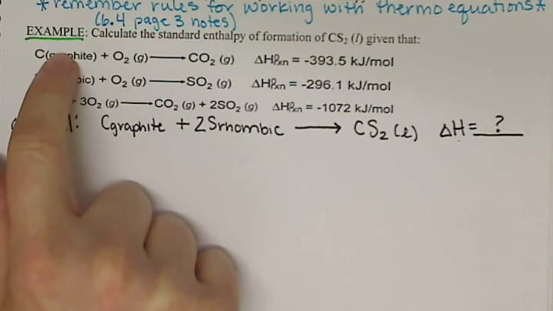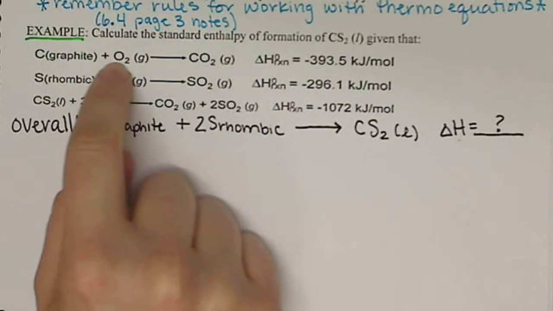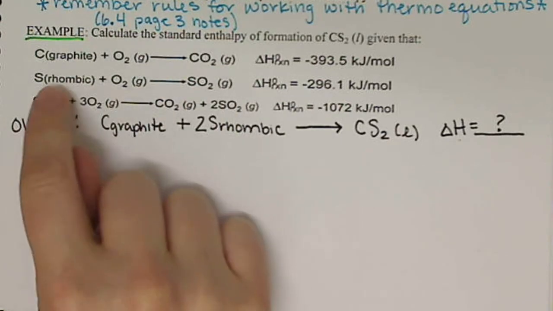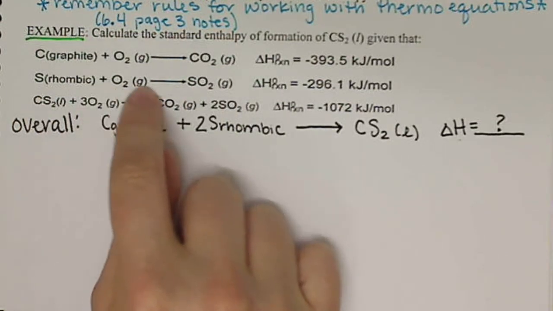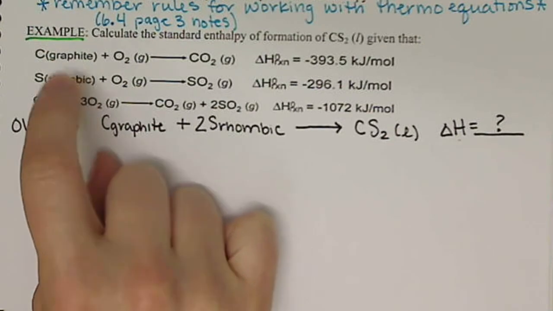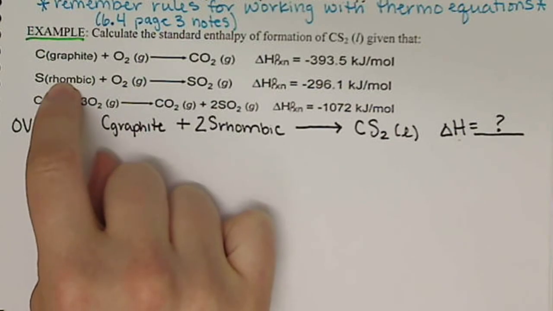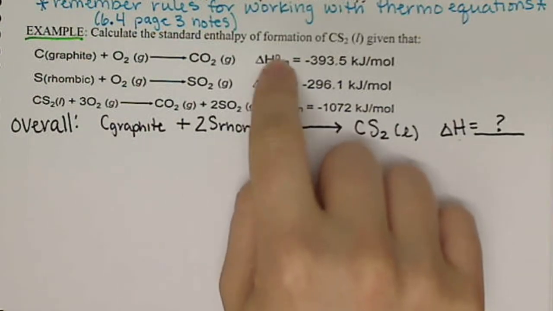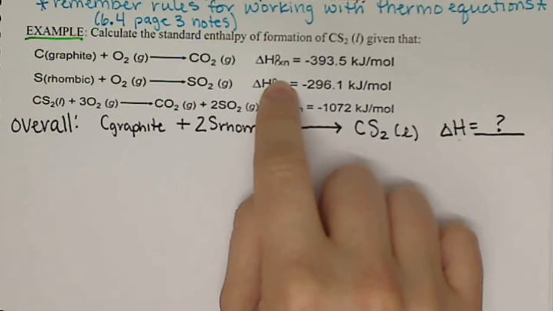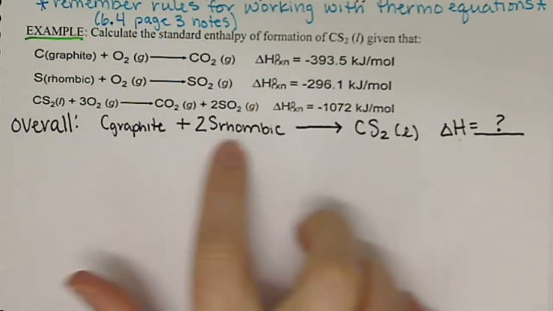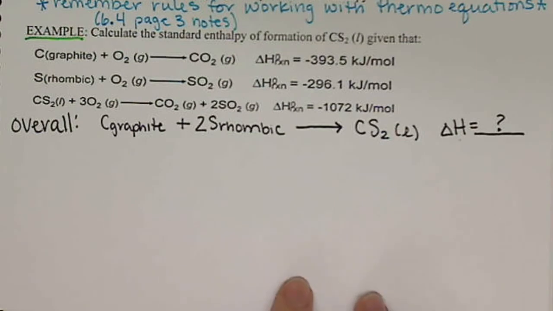So I'm going to take this reaction here straight up. I'm going to write that as is, and I'm going to combine it with 2 times the second reaction. That way I'll get my 1 carbon graphite and my 2 sulfur rhombics. And then I'll add those 2 together and use my delta H's appropriately. And then from there, we'll figure out what else we need to do in order to get our overall equation.